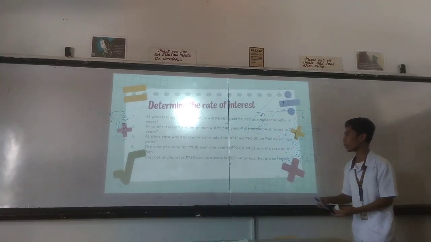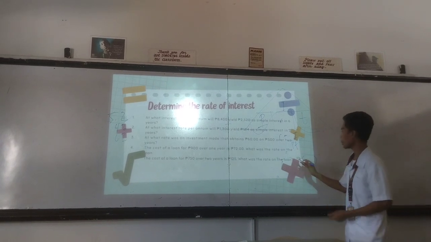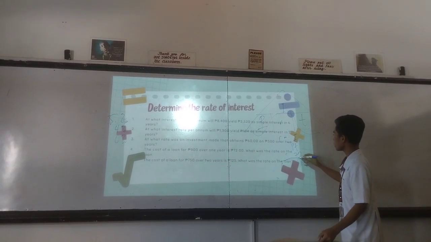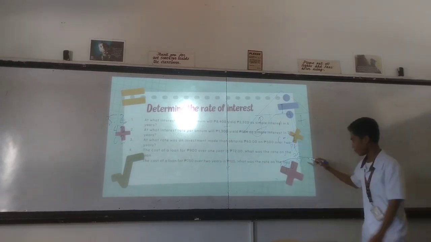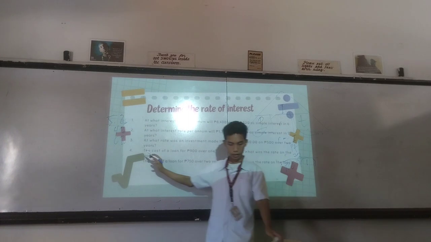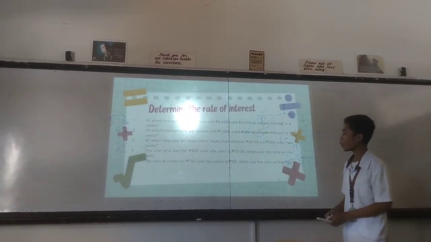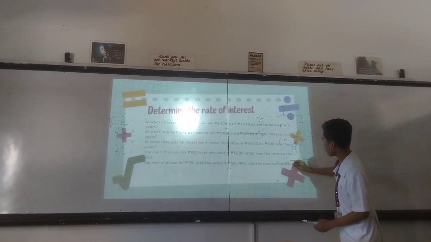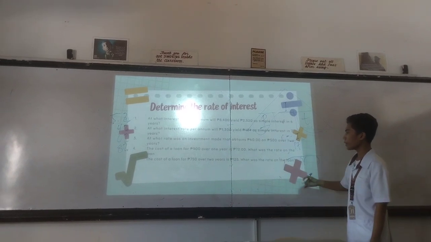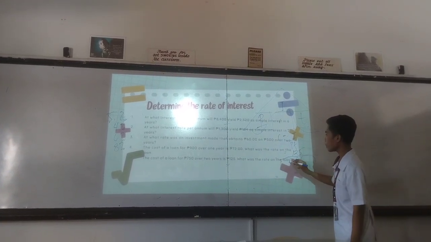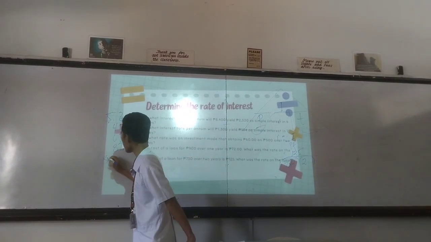Number 4, the cost of a loan for 900 pesos over 1 year is 72 pesos. So again, substitute the given numbers for over 1 year. With that, our answer would be 8%. On the last number, 5, the cost of the loan for 750 over 2 years is 125. So what was the rate of the loan? Again, substitute the given. Our simple interest is 125, principal amount 750 for over 2 years. So with that, our answer is 8.13%.